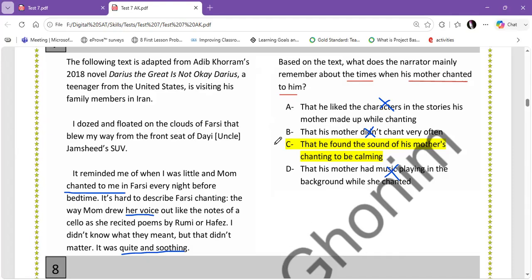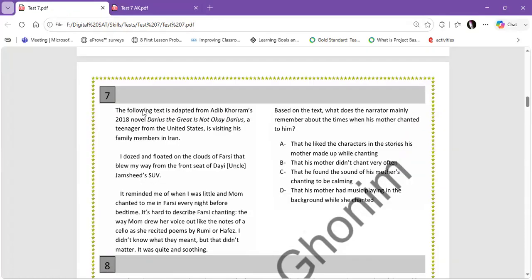D. That his mother had music playing in the background while she chanted. He didn't say that she has music. He said only that her chanting looked like a cello. So the answer is C, as all of you said. Let's go to number 8.